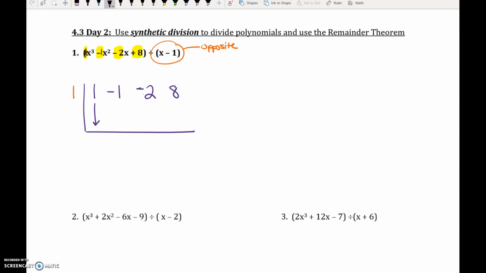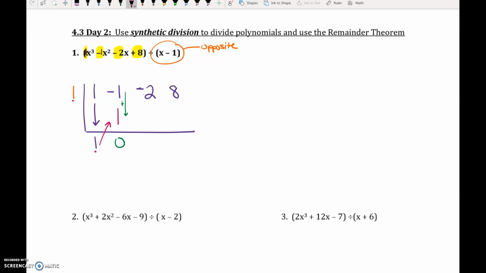Your first step is to drop the first number straight down. Now we're going to do a series of multiplication and addition. We're going to multiply 1 times 1. That gives us 1. Then we're going to add those two numbers together. Negative 1 and 1 is 0. That's the first cycle. So remember with long division we talked about do the first cycle and then start a new cycle.